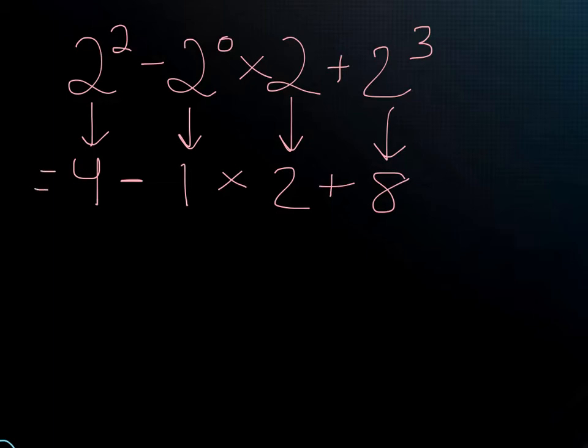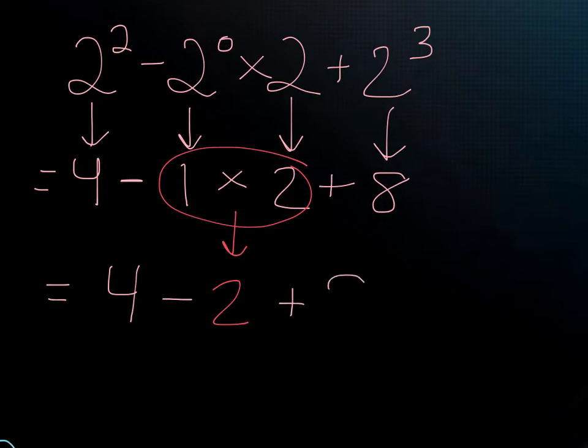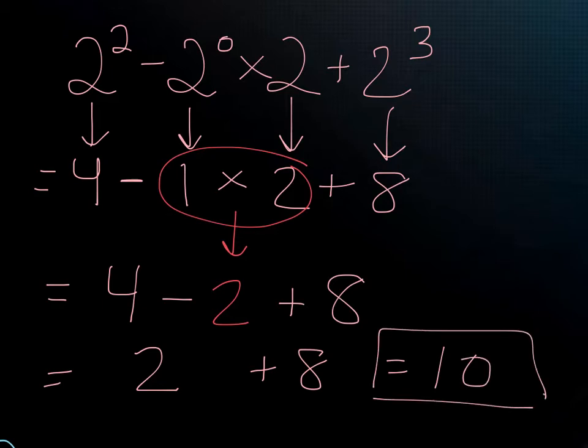So this is what this equation becomes. Now that we're done exponents, we move on to multiplication and division. I can see that these two numbers here are being multiplied together, so I'm going to solve that first. So 1 times 2 is 2. Let me just write this out again. So now we're left with 4 minus 2 plus 8. Now we're just left to add and subtract from left to right. So 4 minus 2 gets me 2, plus 8 gets us 10 as an answer.